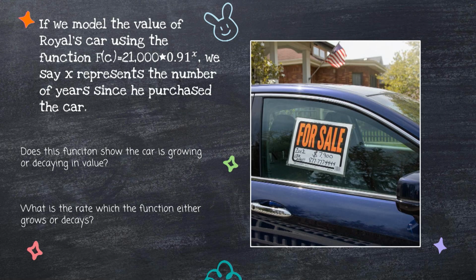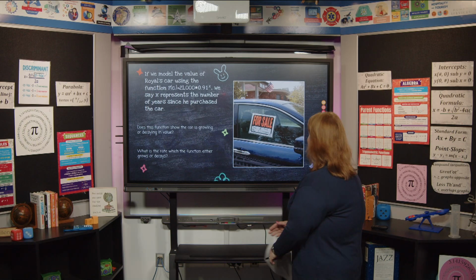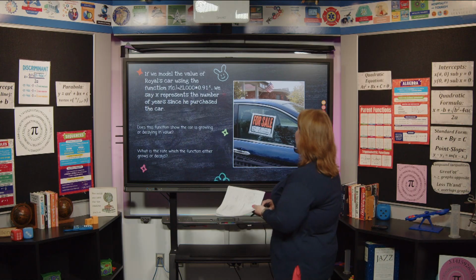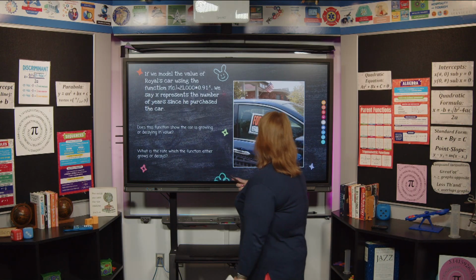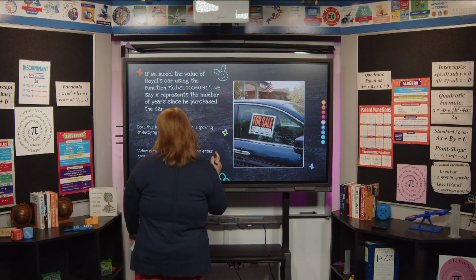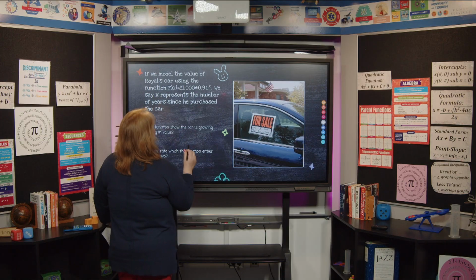Okay, if we model the value of Royal's car using the function f of x equals 21,000 times 0.91 to the x, we say x represents the number of years since he purchased the car. Does this function show the car is growing or decaying in value? What is the rate at which the function either grows or decays? Well, first thing, don't even look at the for sale amount because that's definitely not how much it is. So let's annotate my passage.